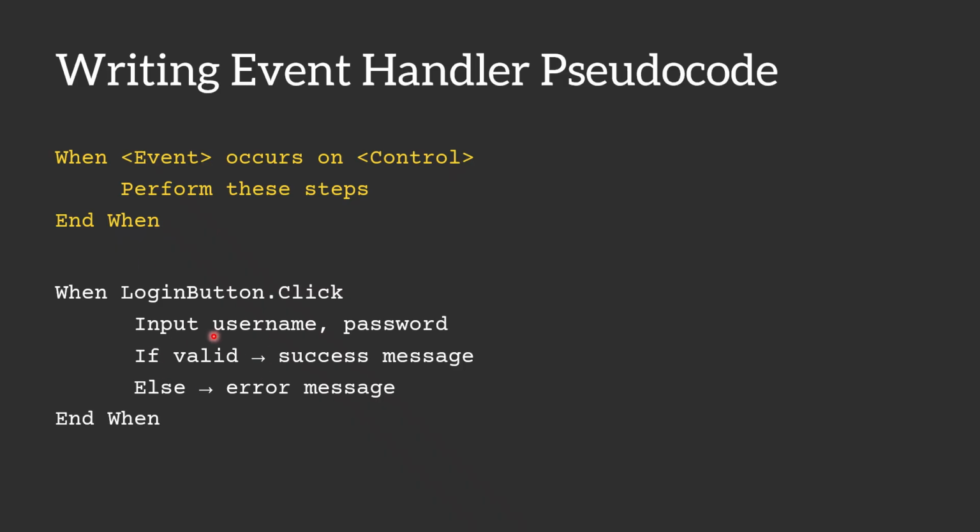So here's an example using a login button. There's a couple of ways you can write this, which would be acceptable. You could either say when on click occurs on login button, or like I've written it here as sort of a shortcut, when login button dot click, and then these would be the steps that would be performed. You would input the username and the password, and then if valid, they would get a success message, else they would get an error message, and then end when. Now notice we're not writing a whole program. We're only writing the logic that happens when this particular event happens.